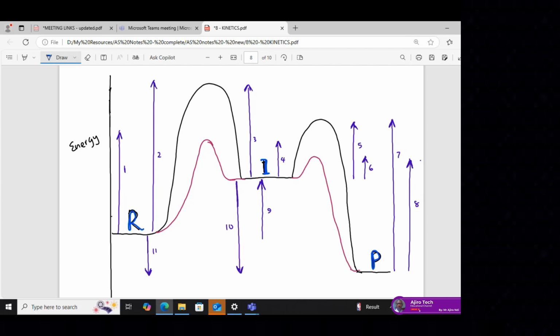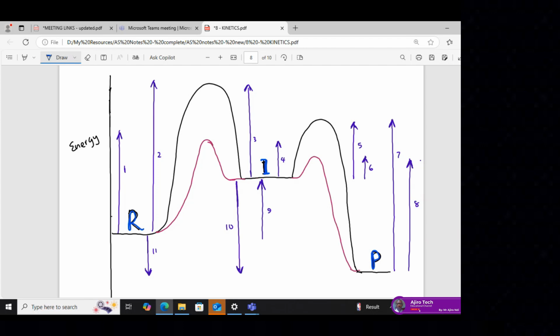Now, what's the energy change for stage 1, either catalyzed or uncatalyzed? What's the enthalpy change for stage 1? That is R to I. Whether catalyzed or not, it doesn't affect it. It is 9. Do you agree? To go from R to I, the energy change is 9. Do you agree? Yes. So now go from I to P.